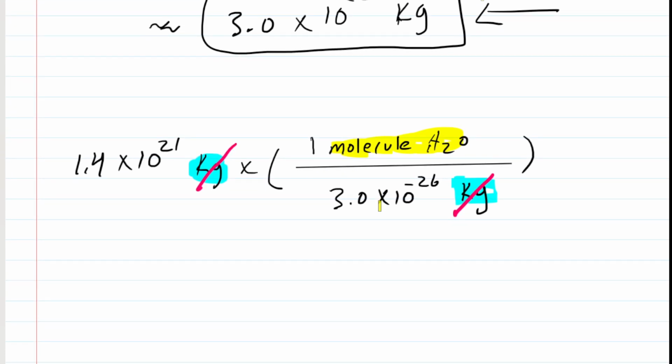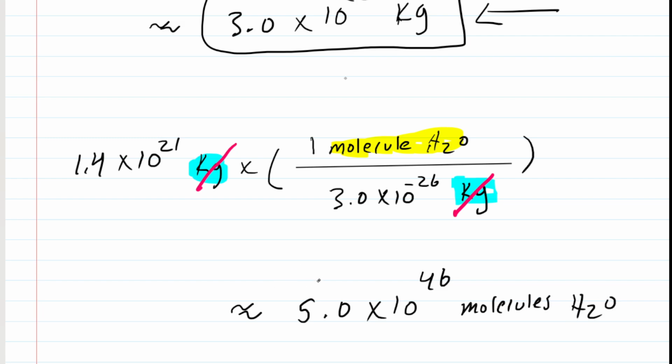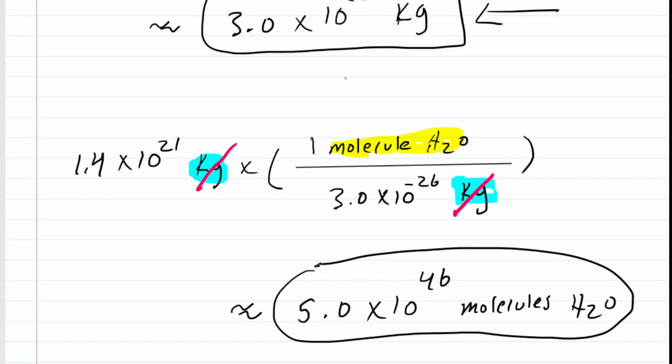So you would pick up your calculator, you would take 1.4 times 10 to the 21 and multiply it by 1 over 3 times 10 to the minus 26. When you do that, you should get an answer of approximately, let's see, around 4.7 if you want to get a little fancy, but basically 5 times 10 to the power of 46. And that's going to be in molecules of water, a huge number of water molecules. But again, that's because we're talking about the number of molecules of water in all of the world's oceans. That would be the correct answer to part B.